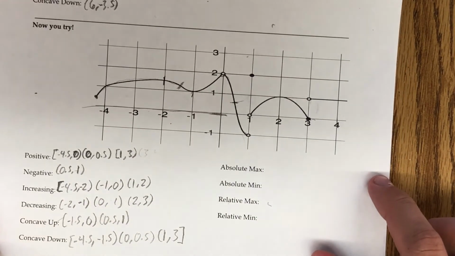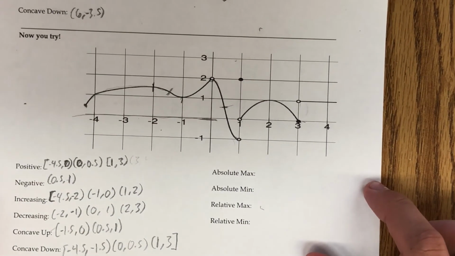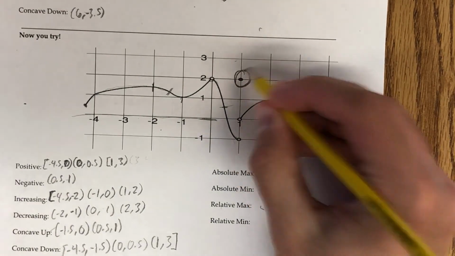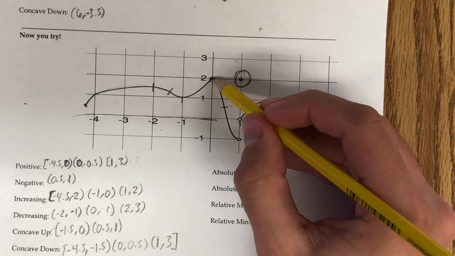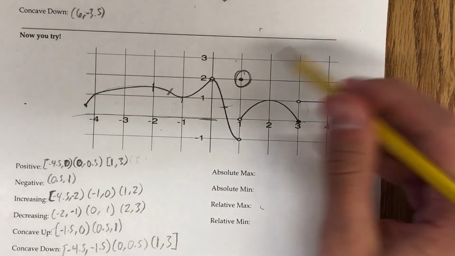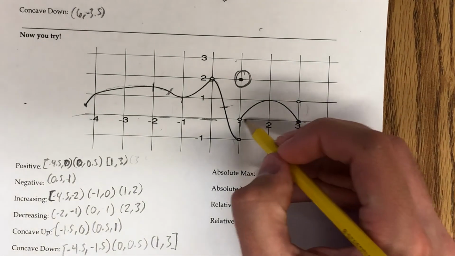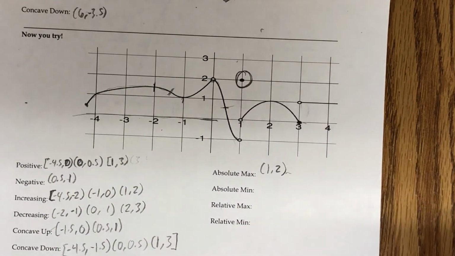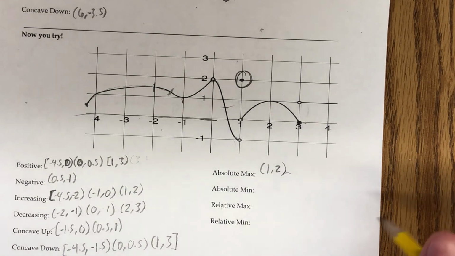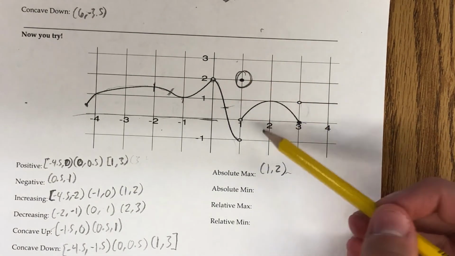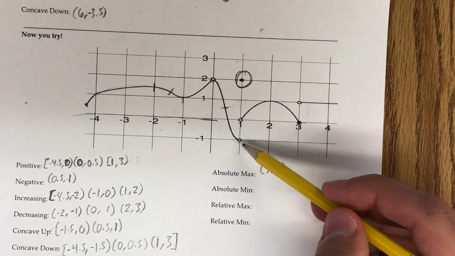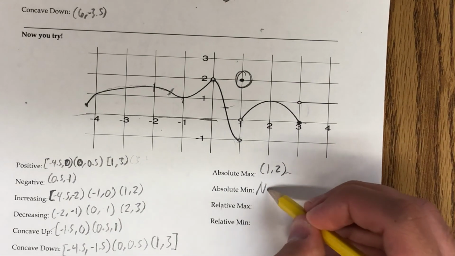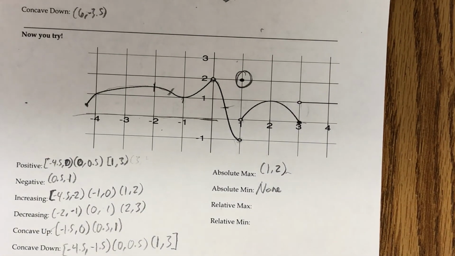Lastly, our absolute maximum, so our highest point, is this one right here. So this point, I know it doesn't look like an absolute max, but this is an open circle, so there does not exist a point here. This actually is the highest point at 1, 2. Absolute min. So we could potentially classify this 1, negative 1 as an absolute min, but we can't in this case because it's an open circle. So there actually is none. If it doesn't approach an exact point, we don't call there an absolute min.